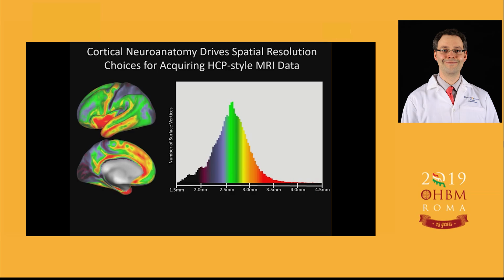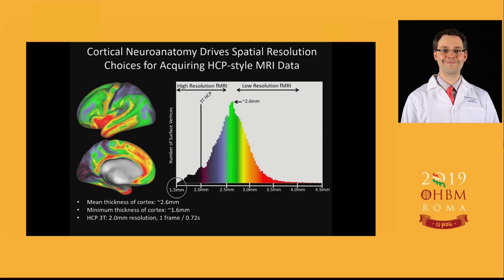So cortical neuroanatomy sort of drives the initial question of what spatial resolution should we use to acquire our data. So over here on the left, we have a group average map of cortical thickness, and then on the right we have a histogram of that map. And we can see that the mean cortical thickness is around 2.6 millimeters. Traditionally, people have acquired their functional MRI sort of in this region, say 4 millimeters or 3 millimeters. And so we're going to call high-resolution fMRI, fMRI that's less than the mean cortical thickness, which we can see here. I'll point out also that the minimum cortical thickness is 1.6 millimeters.